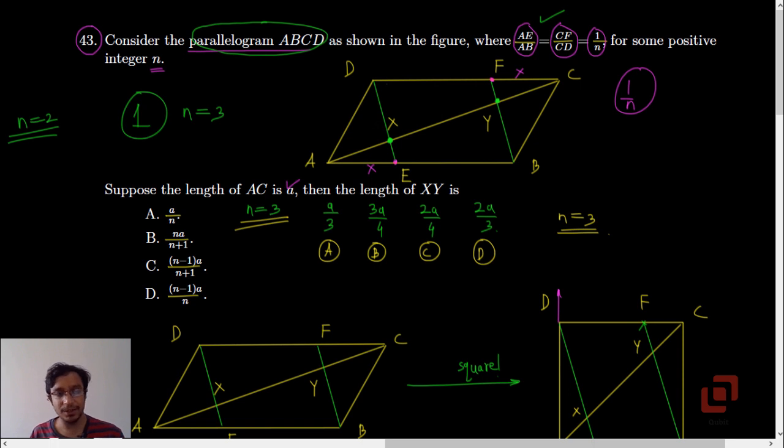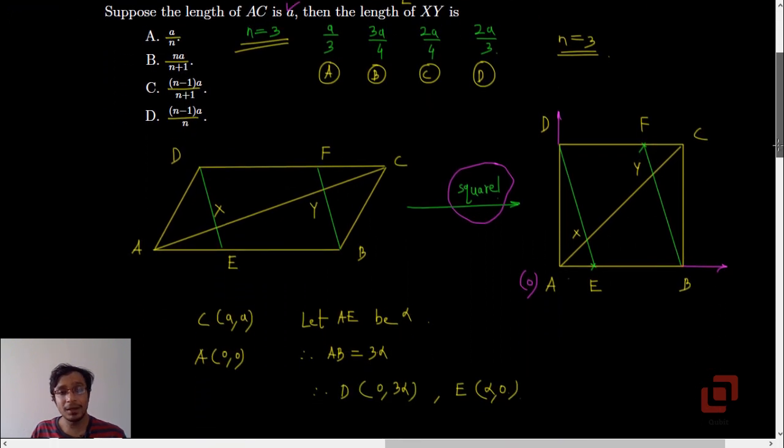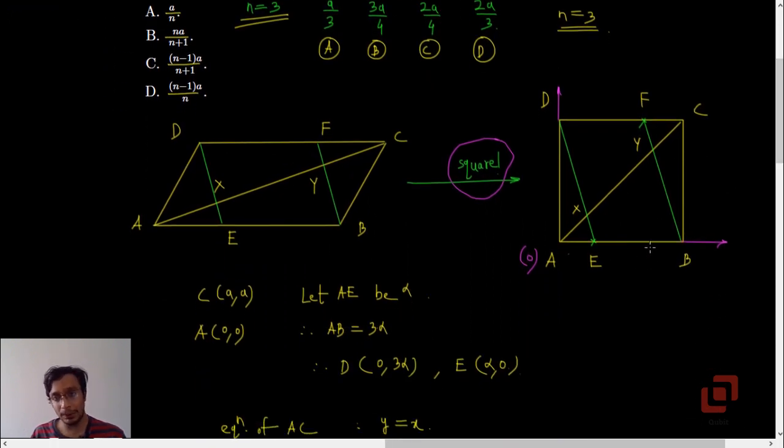So let's take a square. I have not even taken a rectangle or rhombus, I have directly gone for a square, and eventually I'll realize that taking a square actually helps in solving the sum. We'll see how. Transforming this parallelogram into a square now allows us to bring in coordinate geometry, equations and coordinates.